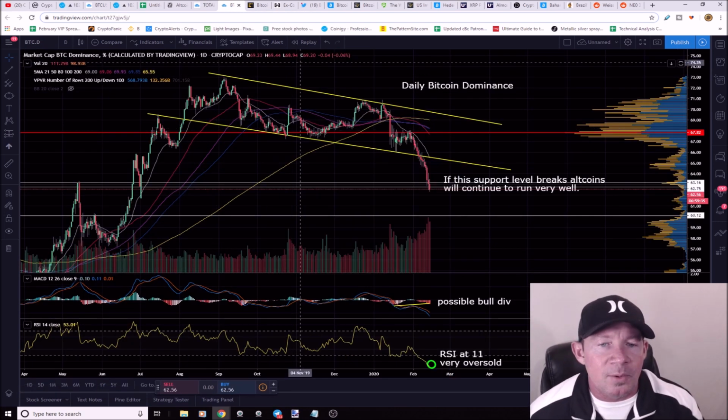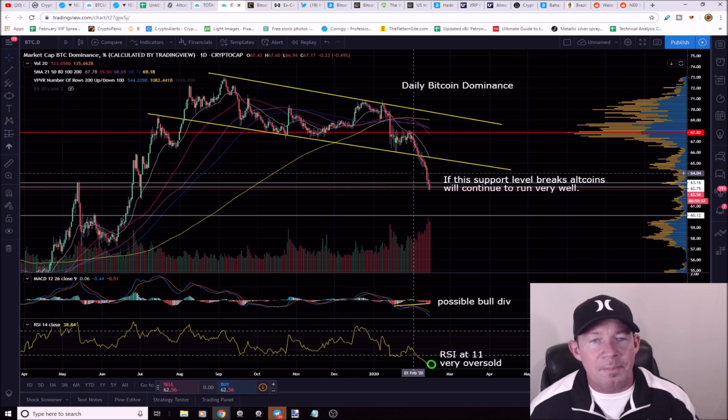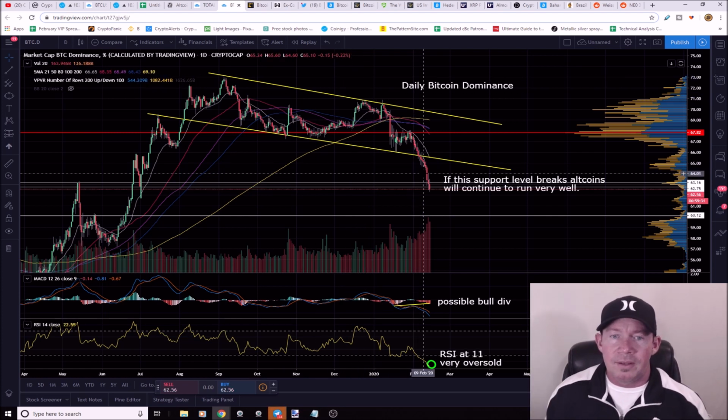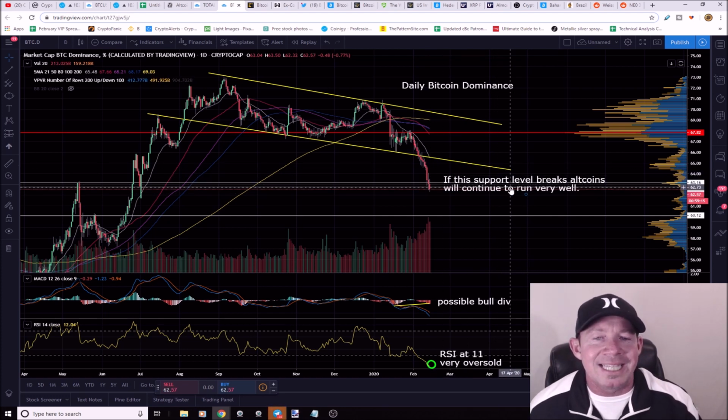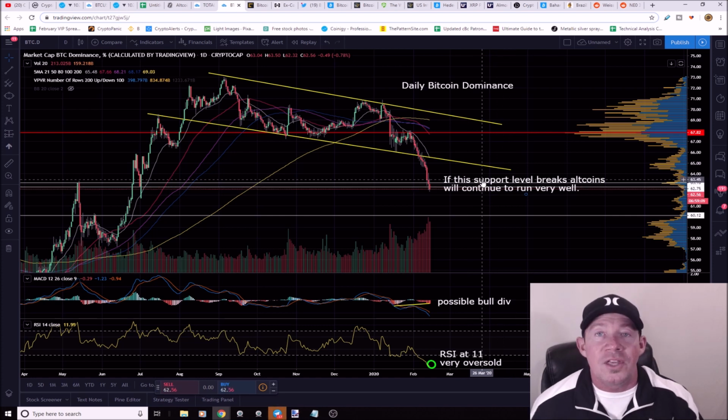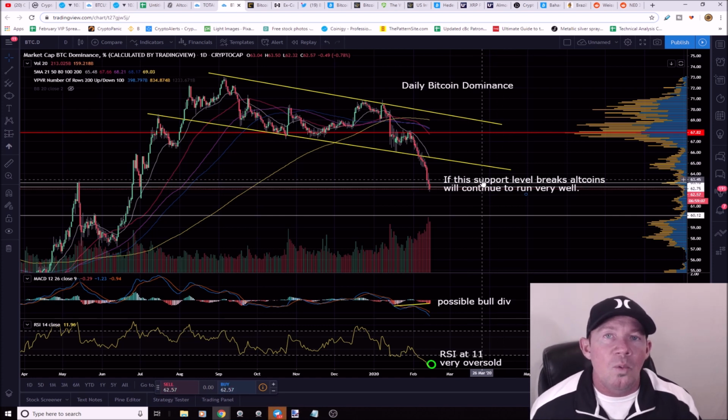This is the daily Bitcoin dominance. So Bitcoin dominance is dropping. That means altcoin dominance is rising. Now, it's at this support level. And look, if this support level breaks to the downside, the altcoins are going to continue to run very well. The altcoin party will continue.